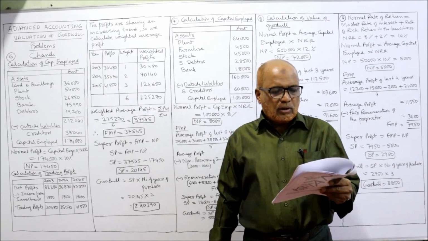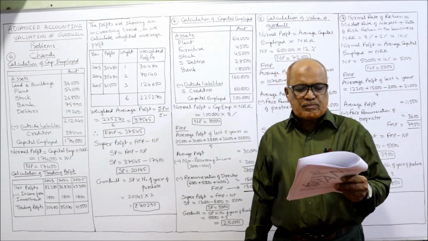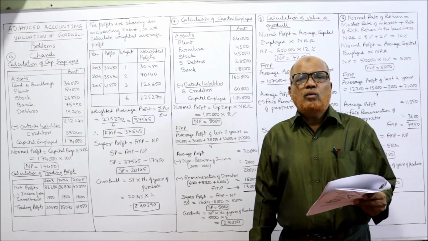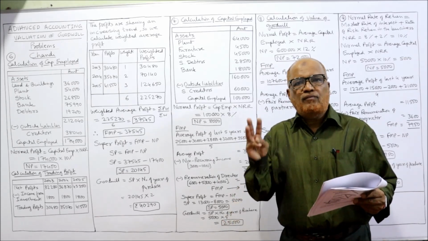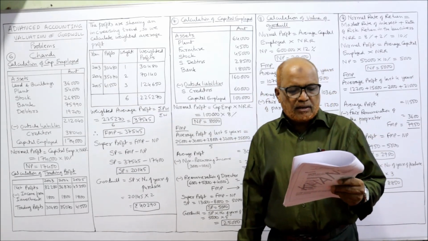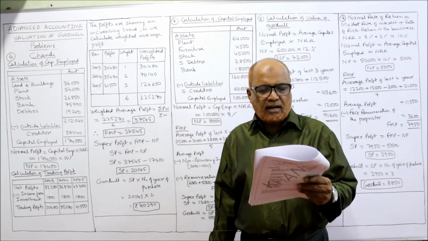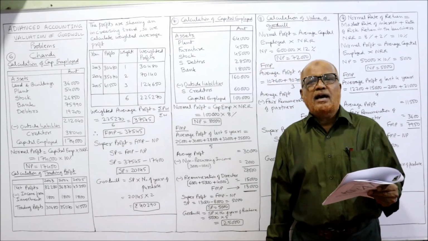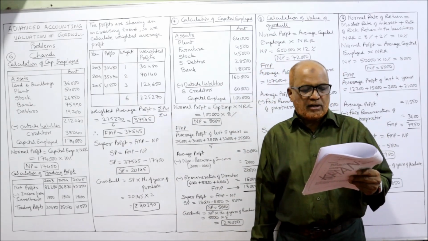You are required to value the goodwill of the above business at 2 years' purchase of the average super profit for 3 years. So we have to take the average super profit for 3 years, and the number of years of purchase is 2 years. Taking into account the fact that the standard rate of return on capital employed in such type of business is 10%. This is the NRR, normal rate of return.